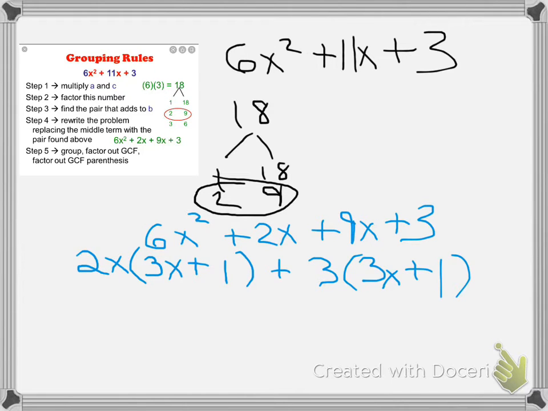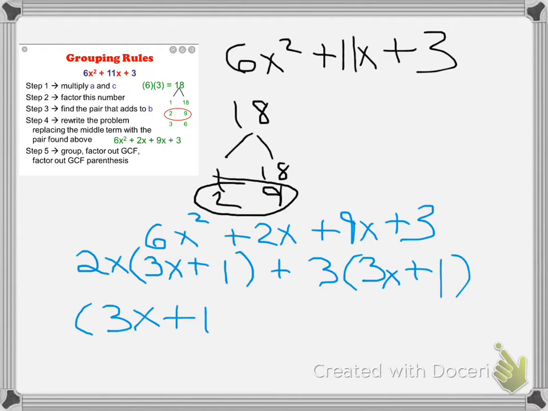This is the last step. So you see how I have this 3x plus 1 right there? And I also have a 3x plus 1 over here. I'm just going to write it one time. So the thing that you see that's written twice, all you do is write it once. Go down and write 3x plus 1.